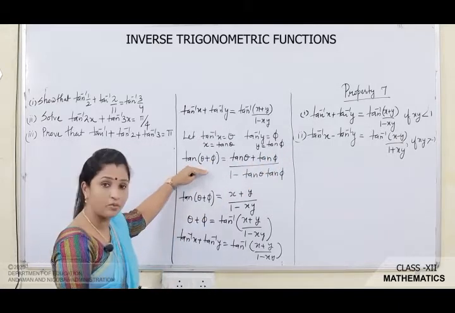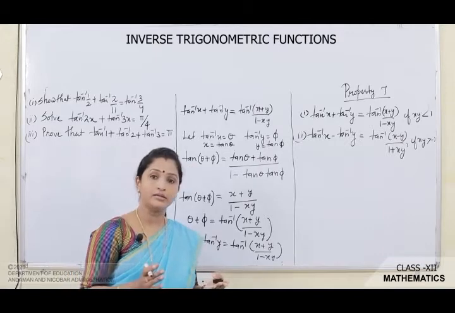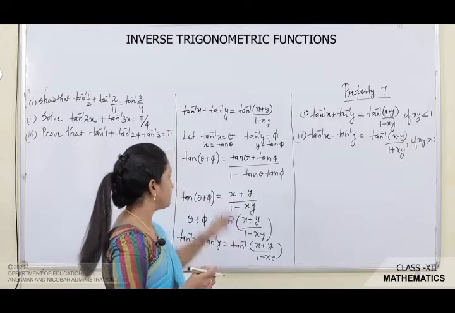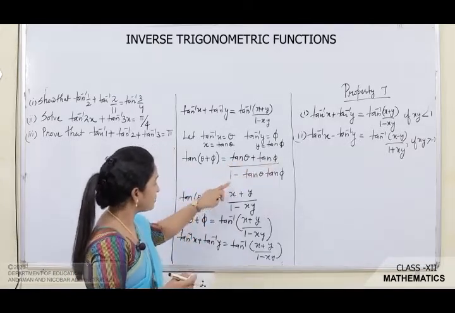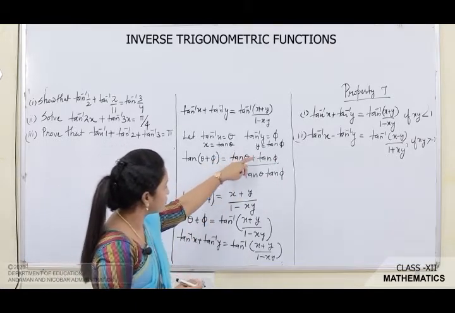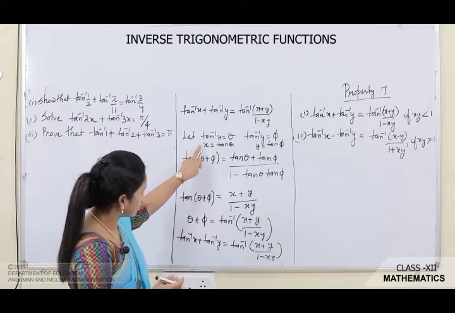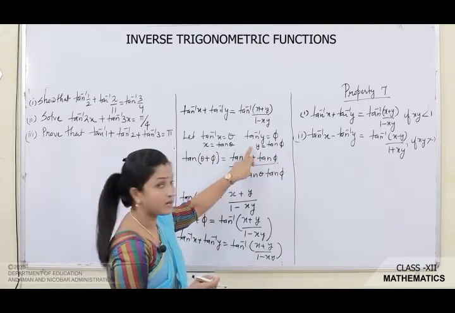I have used the formula tan(a plus b). Okay, so this you have already learned in 11th class. Tan(a plus b) is nothing but (tan a plus tan b) by (1 minus tan a tan b). So tan(theta plus phi) will be, when you substitute the value of tan theta, you are going to get x here, and tan phi you are going to get y here.